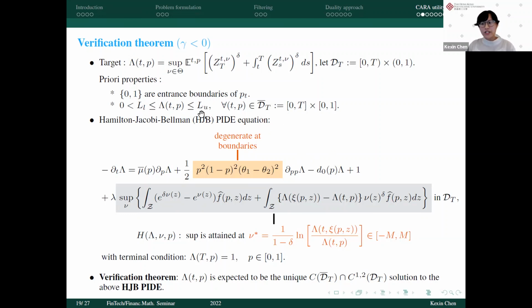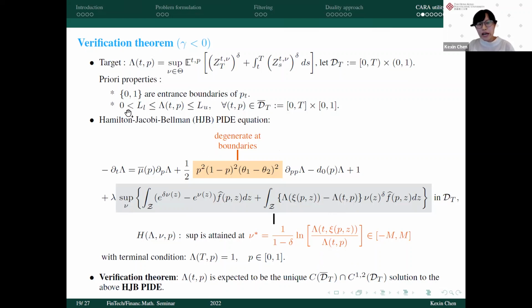And by an application of the Feynman formula, it suggests that the lambda should satisfy the following HJB-PIDE equation, where the I here stands for the integral term that is colored by gray here. And because in here we are taking the supremum over nu, it can be observed that the supremum is attained at the nu star, which is a function of lambda.